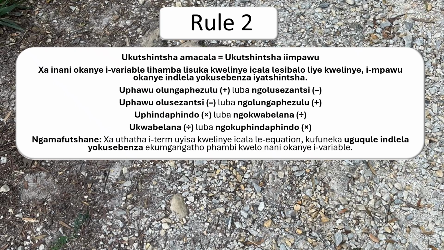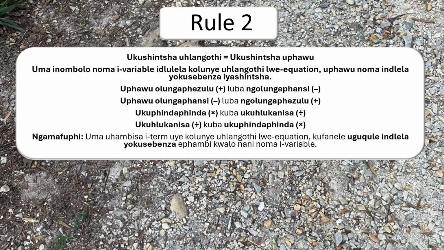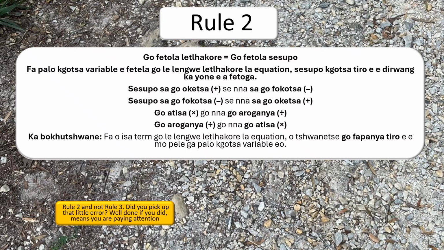There you have rule number 2 in isiXhosa. If you want to read that carefully, you can pause the video. Rule number 2 in isiZulu, the language of Zulu, and rule number 3, the language of Tswane. I'm not sure if I pronounced that correctly. You can correct me when I see you in class. So there we go. Rule number 2 in a few languages.